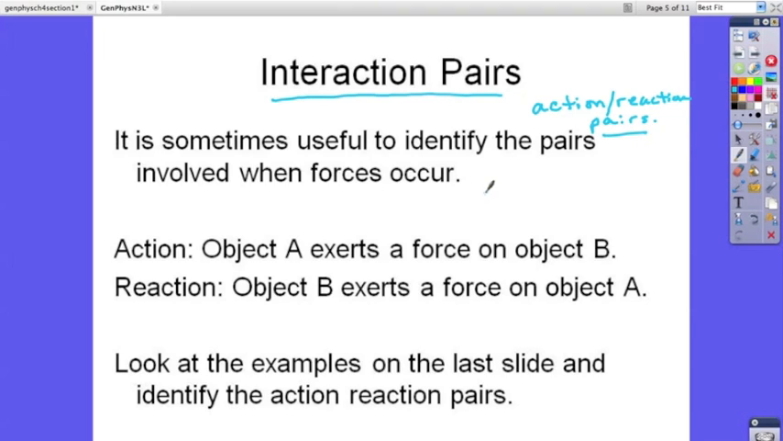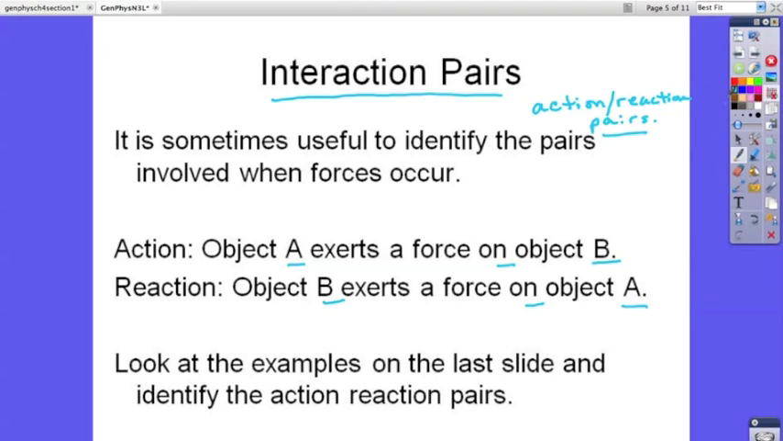There are only two objects mentioned, and they switch places in the statement. Object A acts on object B, object B acts on object A. The bird's wings push down on the air, the air pushes up on the bird. When you're walking, your shoe pushes back on the floor, the floor pushes you forward. So two objects, and they switch places, one being the actor and the other being the recipient of the force.